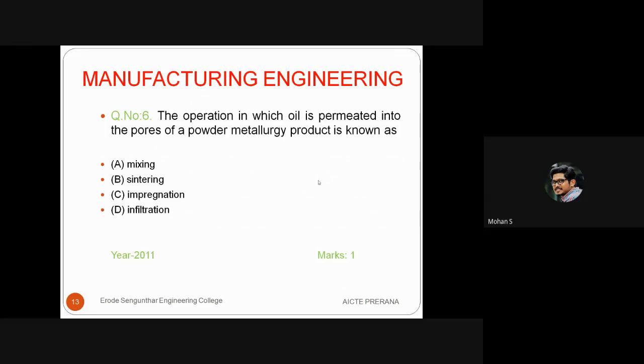The product is manufactured with the help of powder metallurgy, but it is a defective component. We find some pores in that particular component. In order to fill the pores, oil is permeated. That is the question. The options are: option A is mixing, option B is sintering, option C is impregnation, and option D is infiltration. Mixing, sintering, impregnation, and infiltration, you know these already.